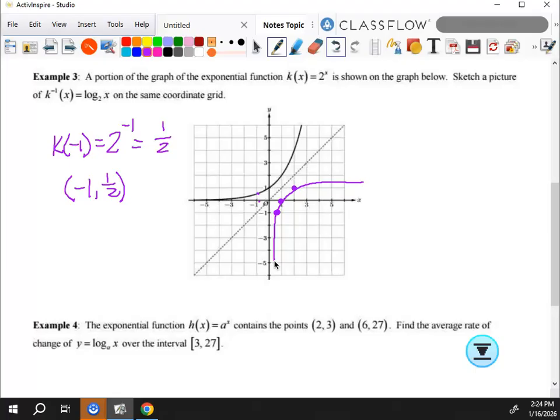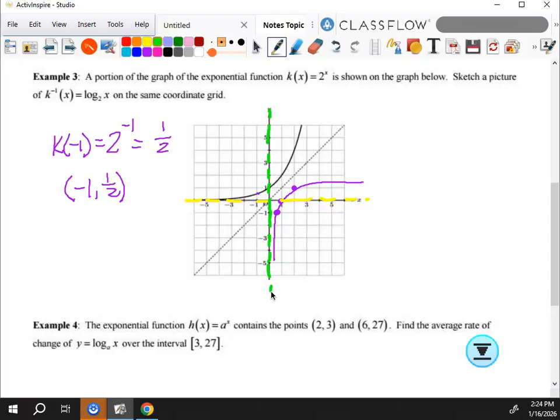Yeah, 1/2, negative 1. Because also remember that you have a horizontal asymptote at y equals 0 for your exponential. That means you have a vertical asymptote at x equals 0 for your log. Okay? All right, any questions?